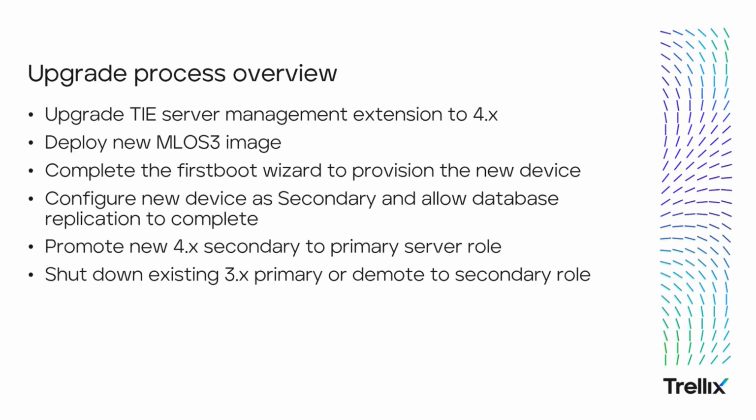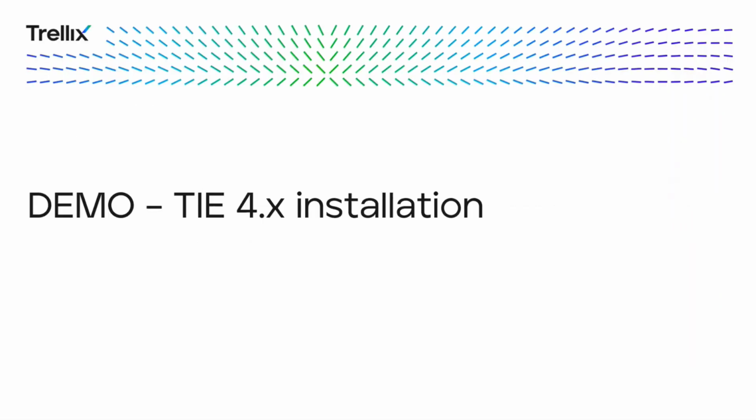Once we're comfortable that we've replicated that data over to our newly built 4.x secondary TIE server, we can look to promote that to the primary server role to start taking over all those write operations and build out the rest of the environment from. Also, as part of that, we'll be looking to demote or shut down the existing 3.x primary, and that way we're not operating with two primaries. So with that said, we'll jump right into the demo.